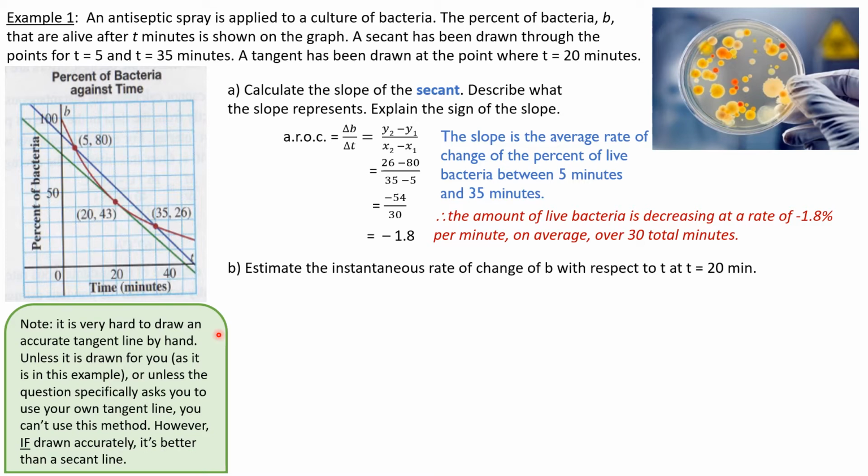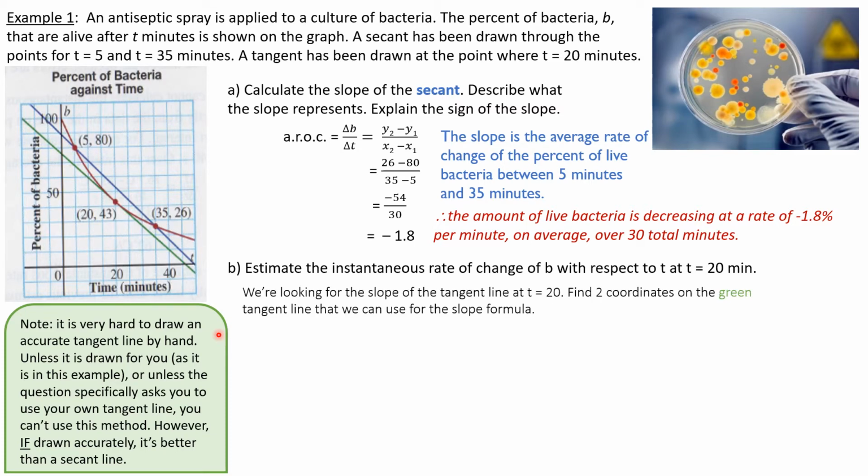It's never good enough. However, if it is drawn accurately, the tangent line is better. It's a better calculation of the rate of change than a secant line is, because a secant line crosses twice, a tangent line only once. So we're looking for the slope of the tangent line at t equals 20. Right here, we're looking for the slope of the green line.